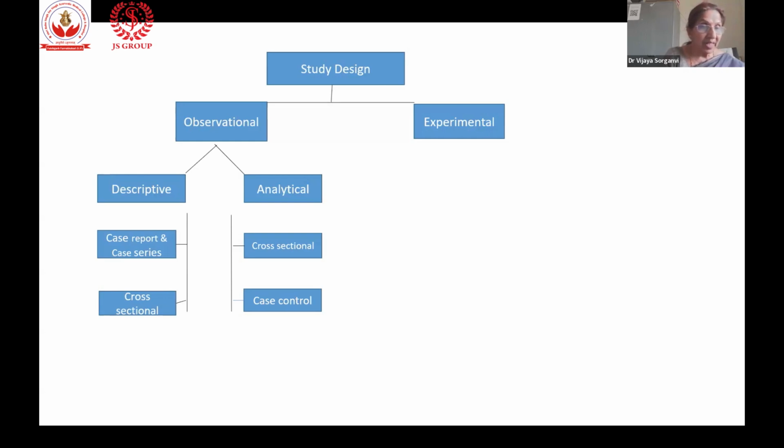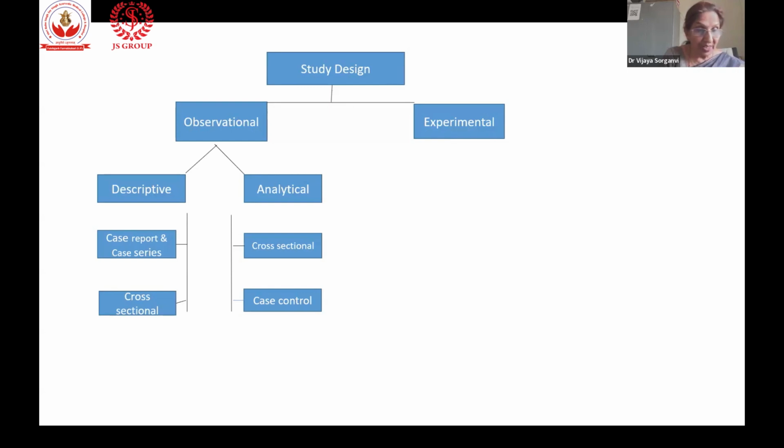Case series means that if we get more than one rare case, like 2, 3, or 5 cases, we observe and report what is happening. That is called a case series. Here there is no need to calculate the sample size, because a case report is only one case, and a case series is a very small number of similar cases, like 3, 4, 5. So there we will not calculate the sample size.